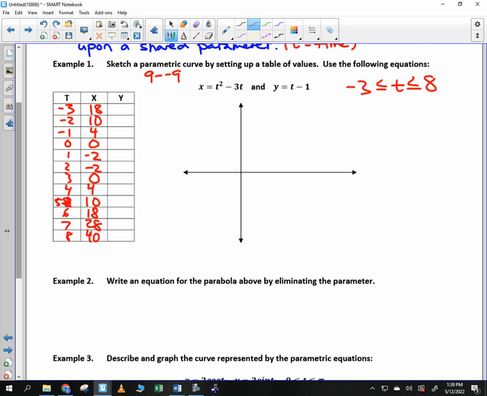Y'all good with that? No big deal, right? Could you do that on the test? Sweet. Very good. So now we're going to determine the y values. How do you determine y? You take t minus 1. So I have -3 minus 1 is -4. I have -2 minus 1 is -3. I have -1 minus 1 is -2. As you can see, it's just going to continue on like so.